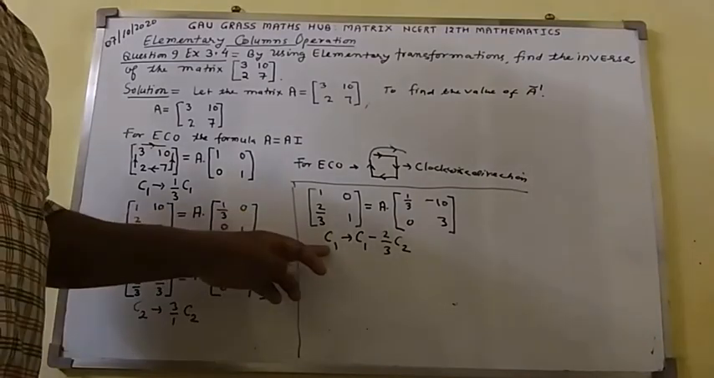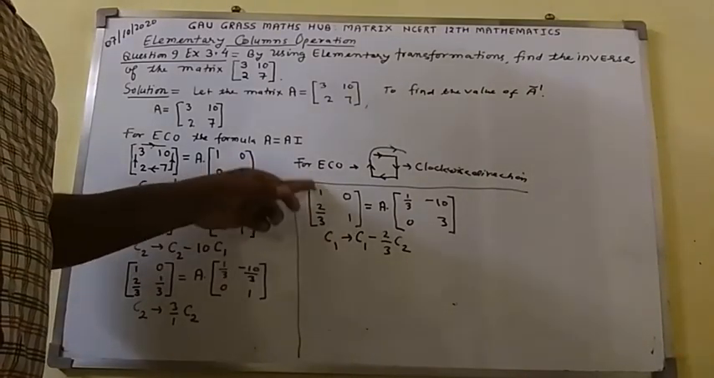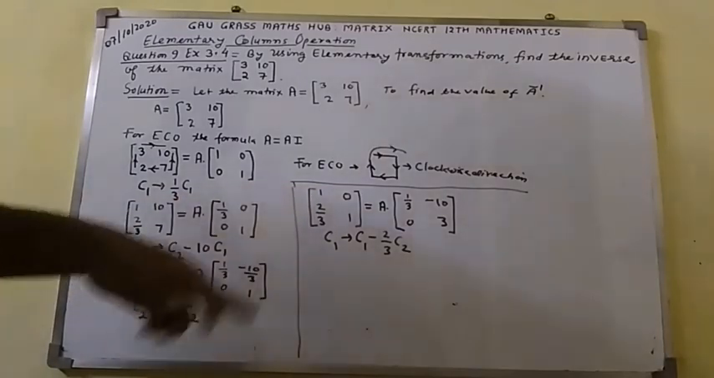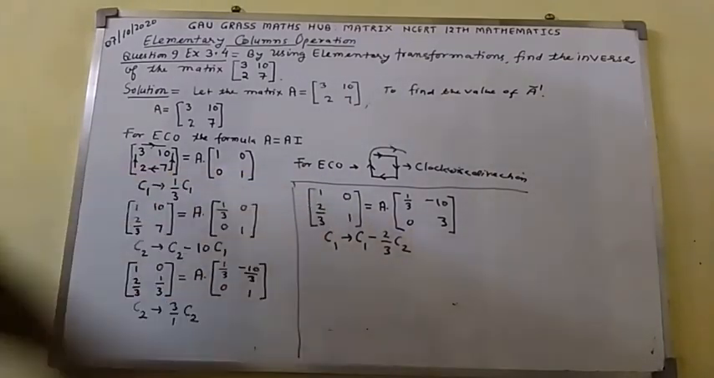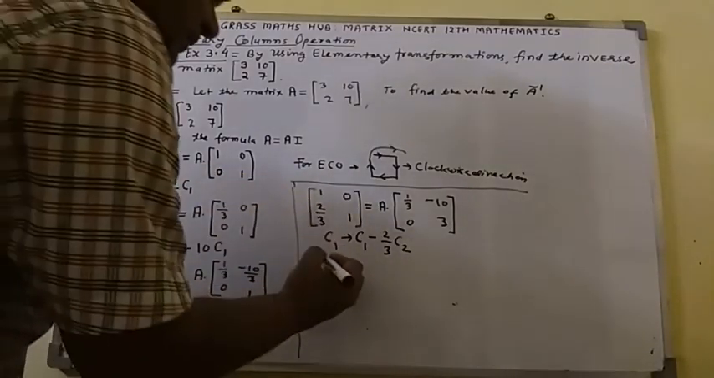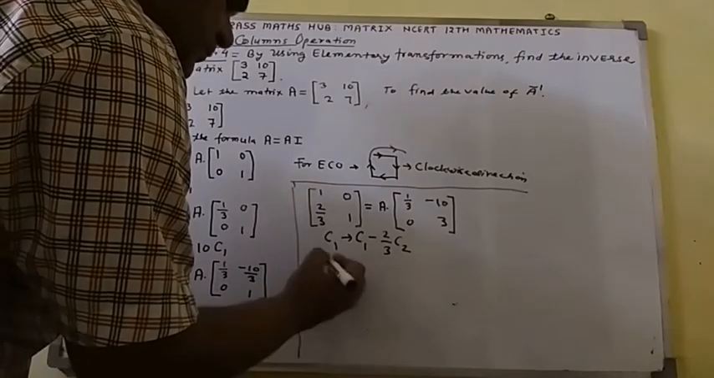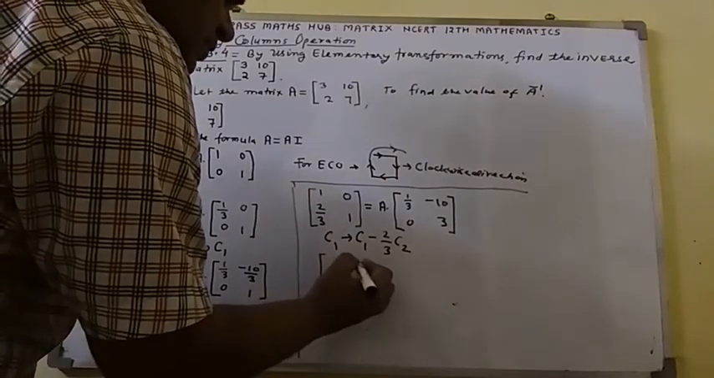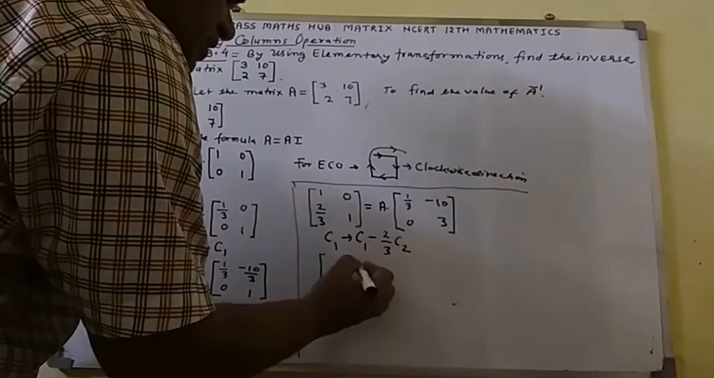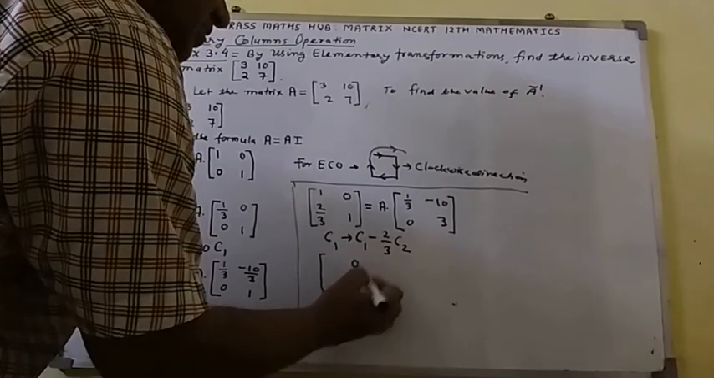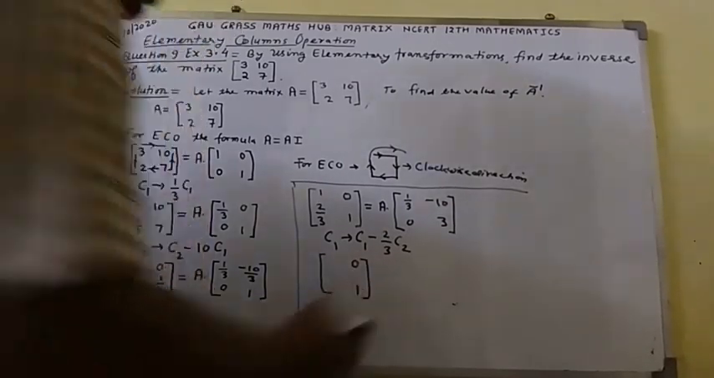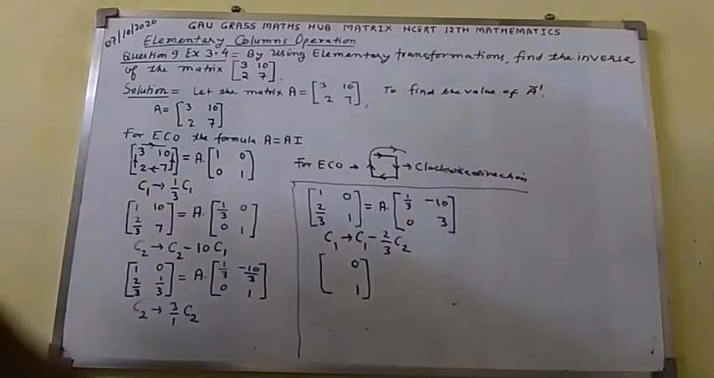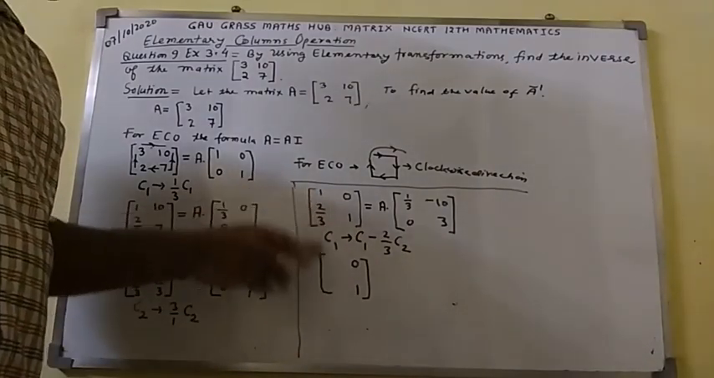Only the changes will occur here in the first column. There will be no changes in the second column here. So here it will become the second column elements will be written as it is. Only changes will occur in the first column here.